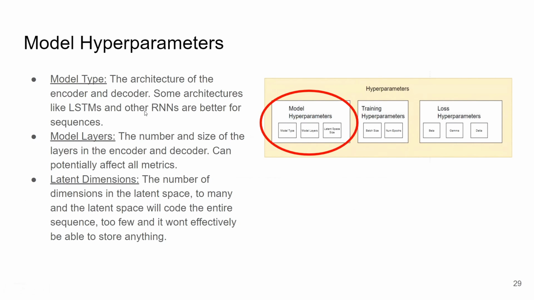LSTMs are actually better than RNNs for what we've seen, but there's a lot to play around with there. Latent dimensions, that's the number of dimensions in the latent space. Essentially, if we squeeze them harder, it can lead to lower reconstruction accuracy. It's better just to boost the beta, is what we found.